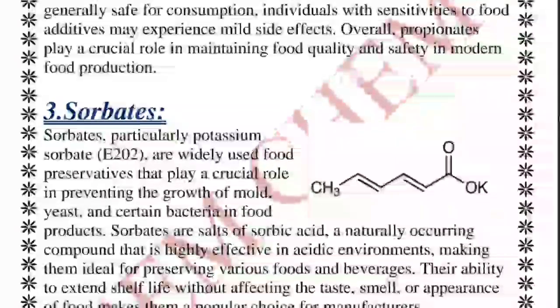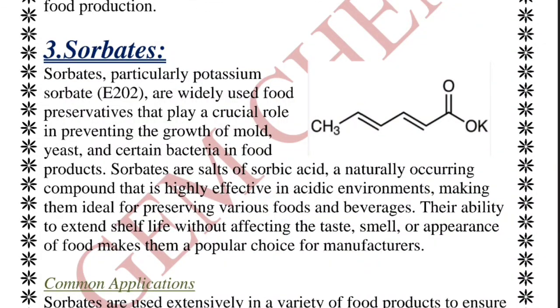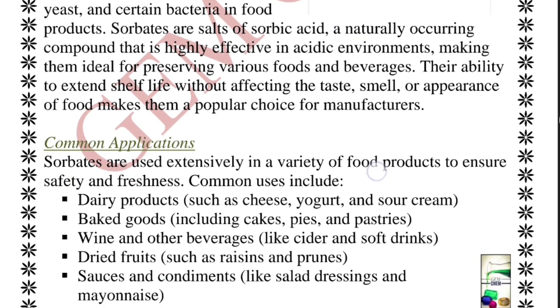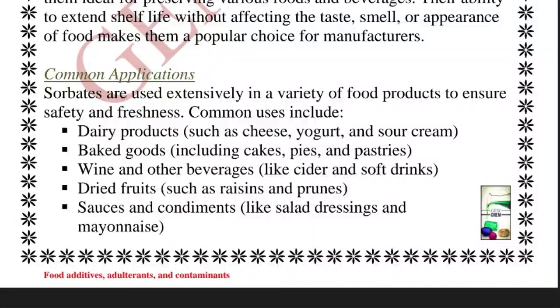Now we are coming to the next food preservative, that is sorbate. So potassium sorbate, the structure is provided here to you. This again helps prevent the growth of mold, yeast and certain bacteria in food. It is a salt of sorbic acid. So here if you have OH, that is your sorbic acid. Now replace the H by potassium, you get a salt. Now if we see the common application, they are found in dairy products, baked goods, wines and other beverages.